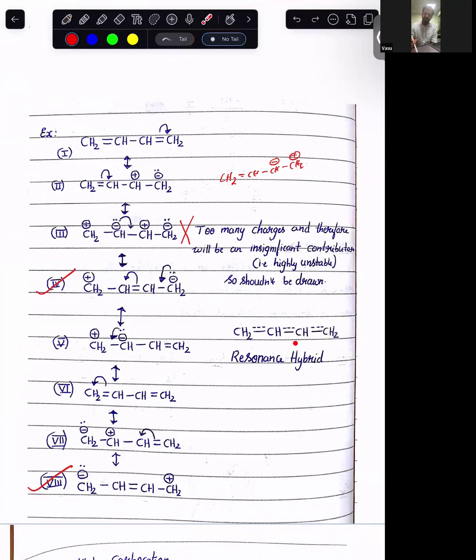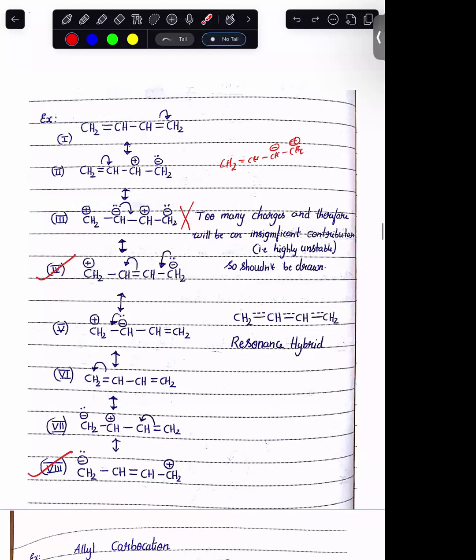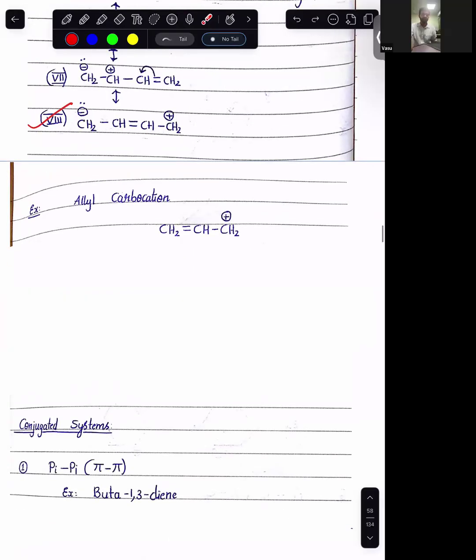Then in order to understand how this structure has happened, we are trying to frame a theory, by drawing possible resonating structures and by trying to assess the contribution of resonating structures, and thereby concluding, okay, this is the structure that is formed because of all of these structures. Everyone with me? Next, allyl carbocation.